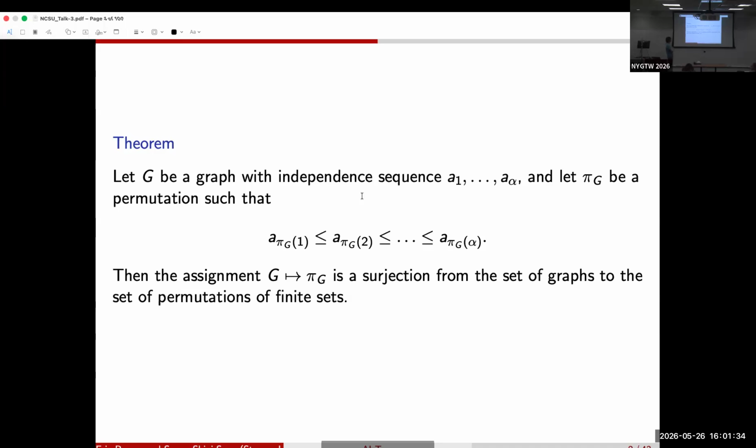So what this says is that if you allow me to work with any graph, the independence sequence can, in terms of the relative order of its elements, look virtually like anything. So this is the most non-unimodal that you can possibly be.